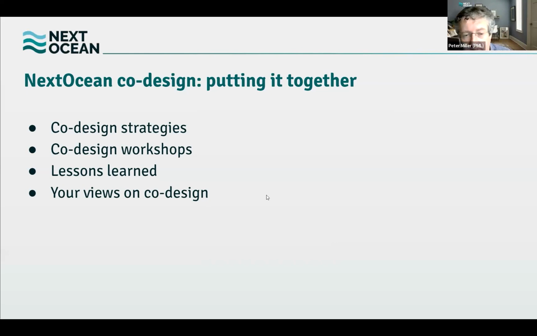From the first one, I'll tell you about some of the lessons we've learned that might be useful for other people planning similar activities. And then I'd like this to be as interactive as possible. So at the end of my section, I'll be inviting people to use the Slido tool to give your views, and we can have some voting on the best ways of doing co-design. So I'll give you instructions for that in a minute.